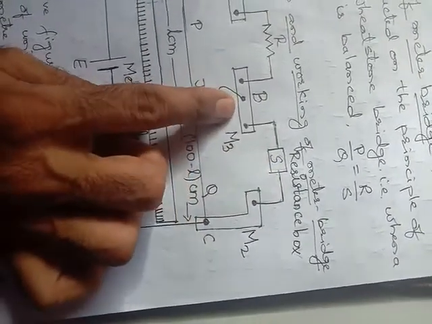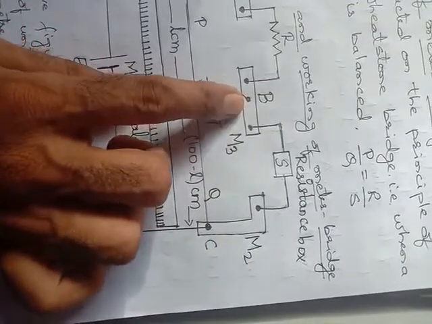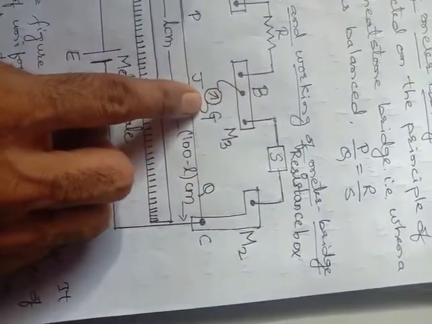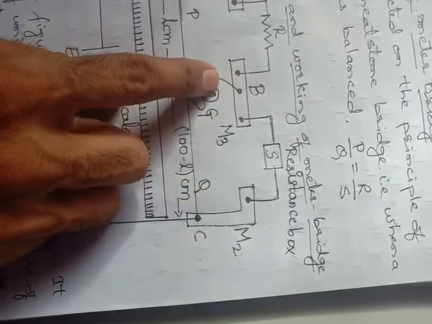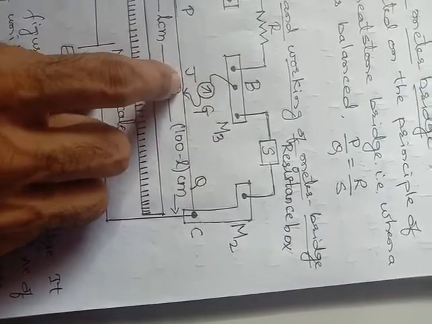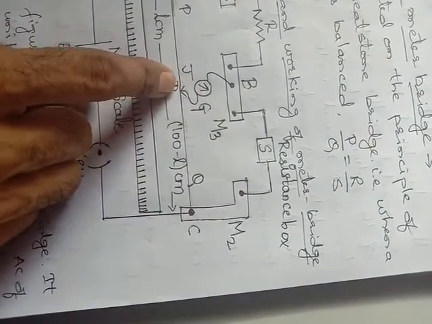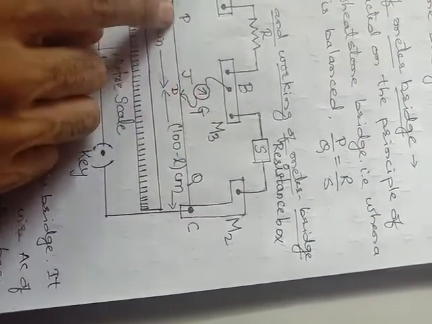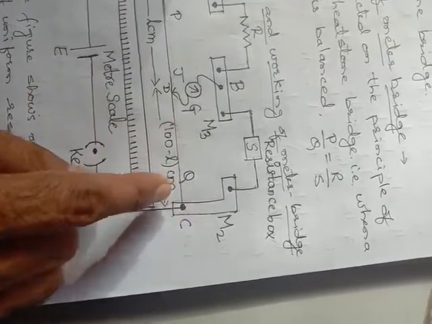And next comes the B point. B point is the point where a galvanometer is connected. One end of the galvanometer is connected to the B, and another end is connected to the jockey J. Jockey is the slider which is sliding on this particular wire. Jockey will be used to find out the null point or zero deflection.